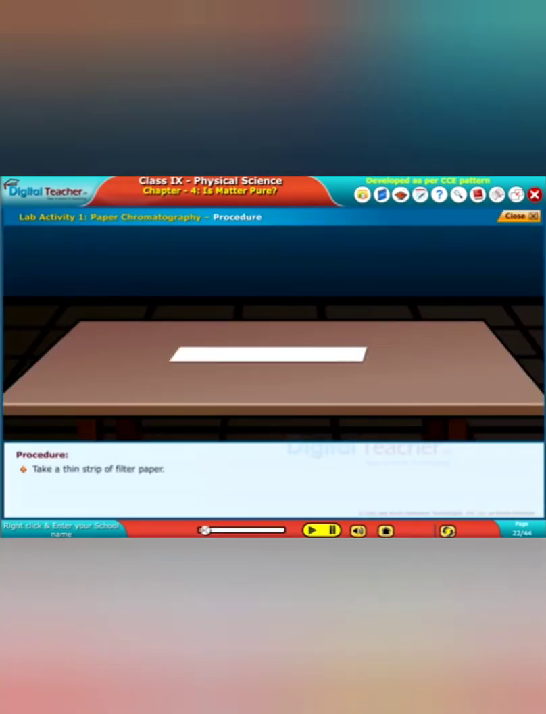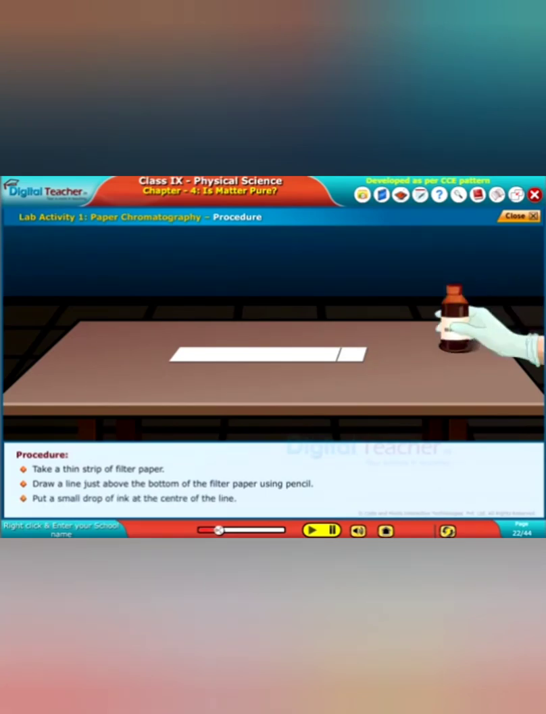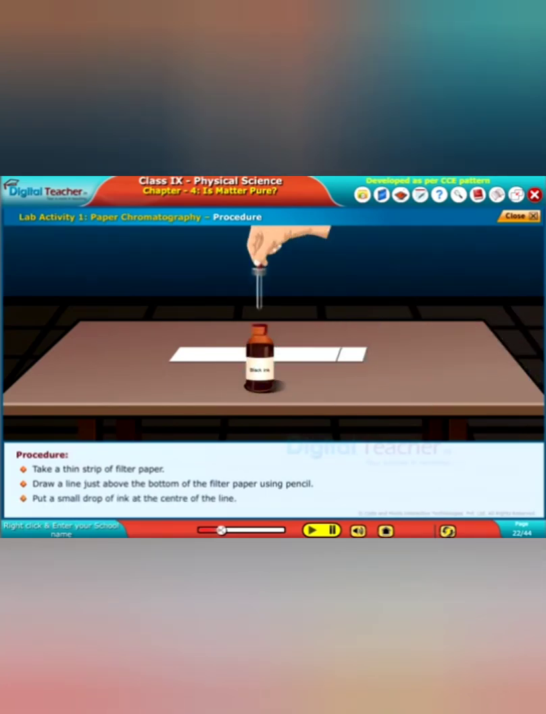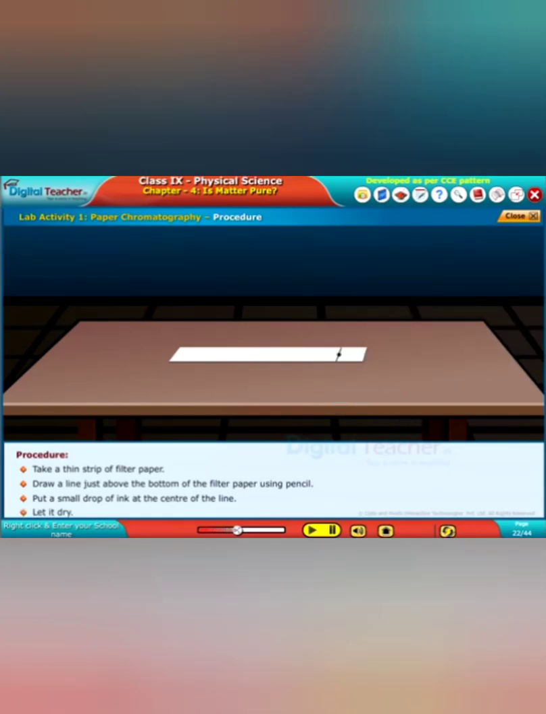Take a thin strip of filter paper. Draw a line just above the bottom of the filter paper using a pencil. Put a small drop of ink at the center of the line. Let it dry.